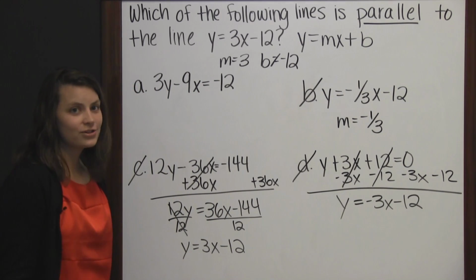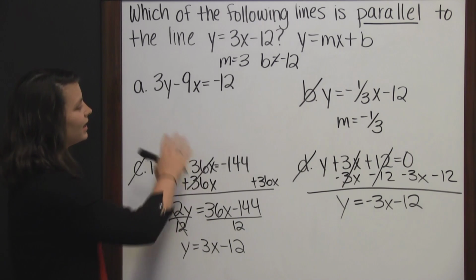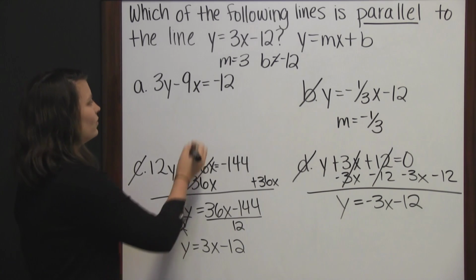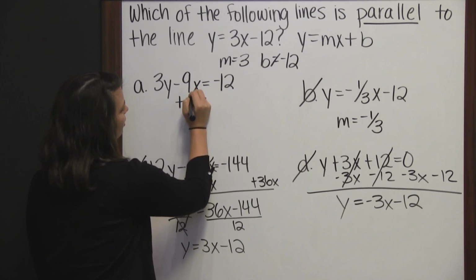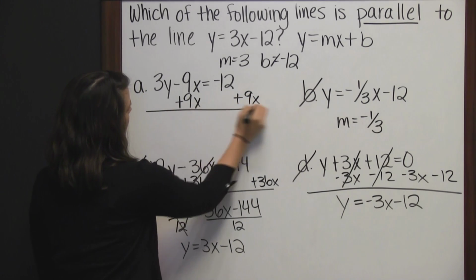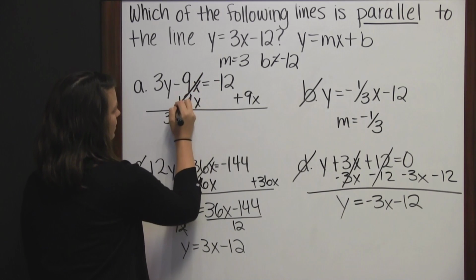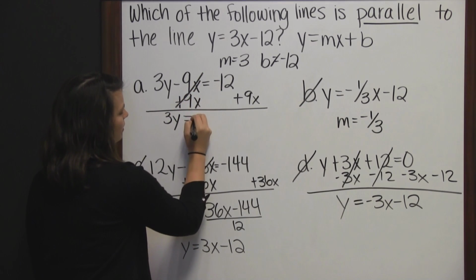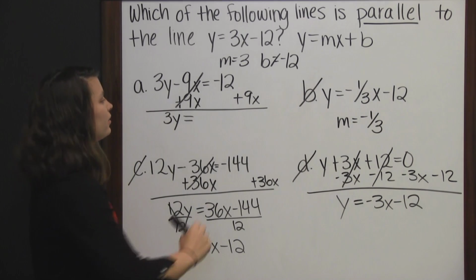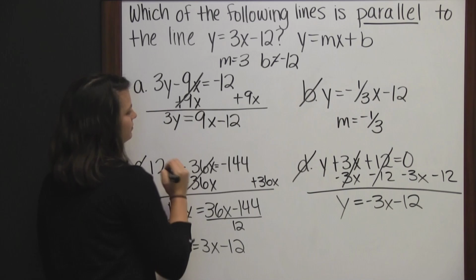Well, we're down to our last choice, so hopefully A is going to be parallel. Again, it's not in slope-intercept form, so we have to transform. We need to solve for y by first adding 9x to both sides. So we have 3y, negative 9x plus 9x cancels, equals, these are not like terms, so we can't add them together. We just write them down, 9x minus 12.